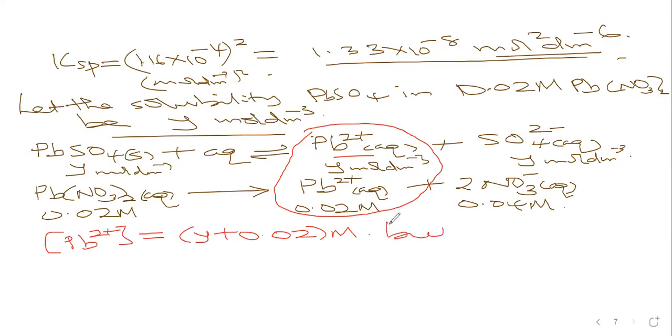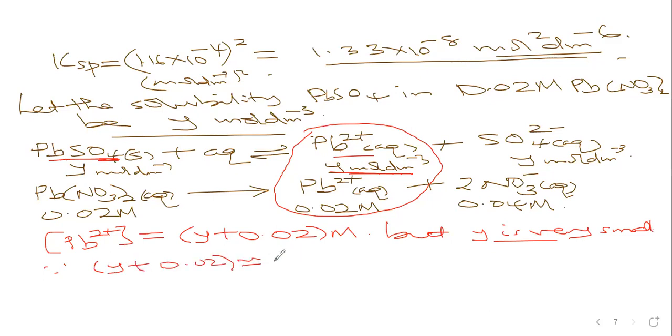We say that Y is very small. Why is Y very small? Because this is a sparingly soluble compound. The concentration of the ion it gives us is very, very small. So if Y is very small, we shall say that Y plus 0.02 is approximately the same as 0.02. In other words, almost all the lead 2 ions that are present are from the strong electrolyte. This one contributes less to the effective concentration of the lead 2 ions. Are we together?